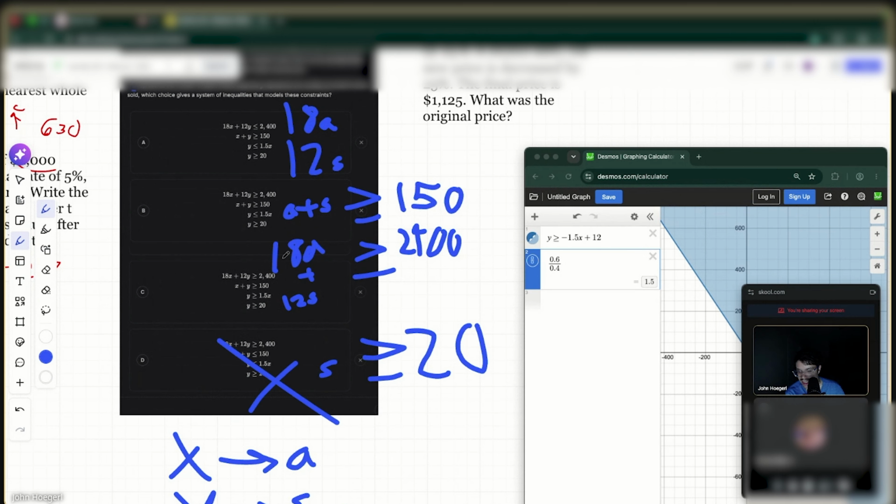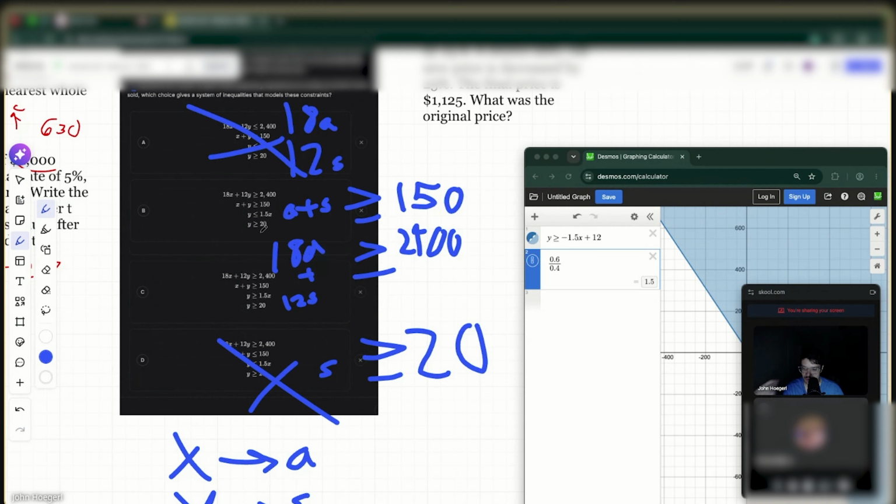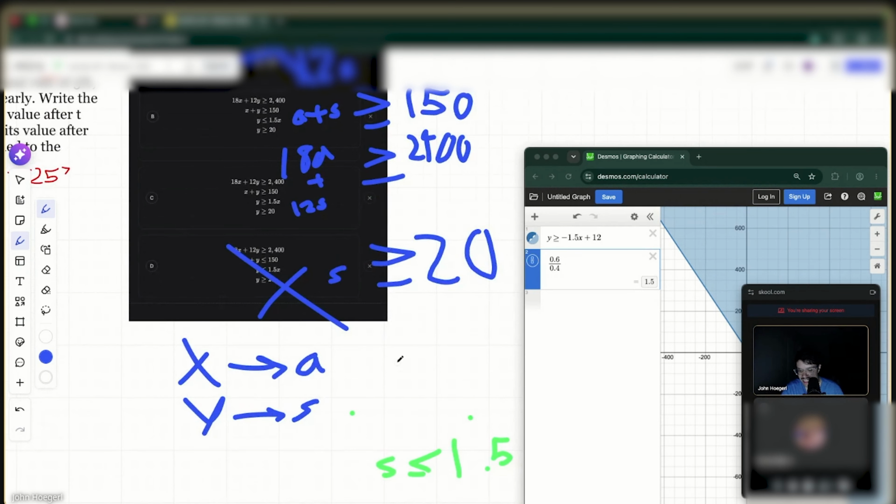So that's met. And then 18A plus 12Y, okay, X and Y basically, but 18X plus 12Y must be greater than or equal to 2400. So yeah, that's that. This one does not have it, so A cannot be right. So between B and C now, we're basically using this as a tiebreaker.